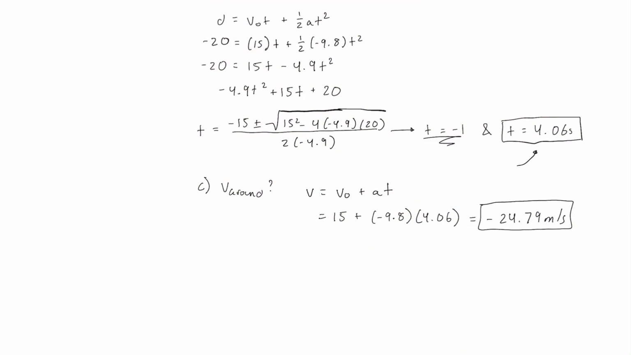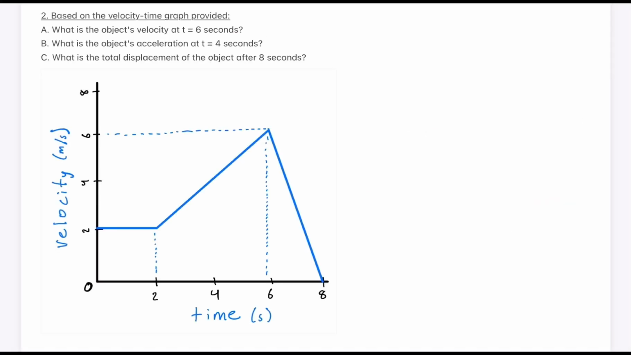Okay, let's move on to question 2. For question 2, we're given the following graph. Based on the velocity versus time graph provided, what is the object's velocity at t equals 6 seconds? Part A is very simple. Since we're given the velocity on the y-axis, all we have to do is trace it from time at 6 seconds, which gives us 6 meters per second.